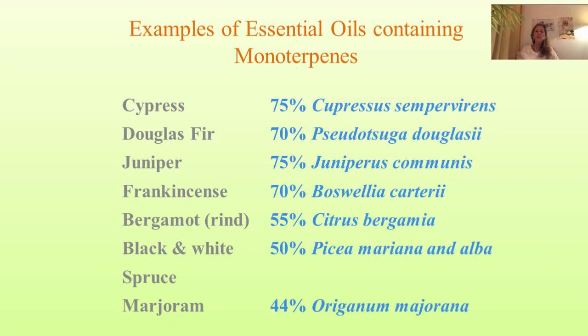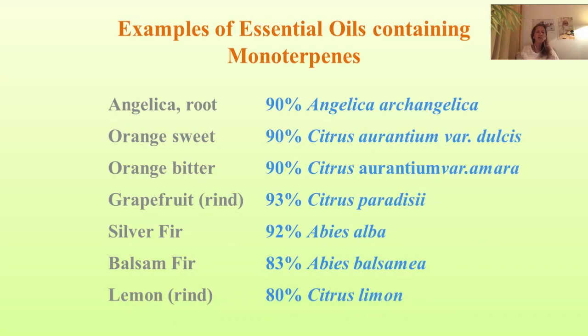So where do we find mostly monoterpene, in which essential oil? 75% of monoterpene in the cypress, in the fir, Douglas fir, in the juniper, frankincense, bergamot, black spruce and white spruce, marjoram, angelica, orange sweet, orange bitter, grapefruit, silver fir, balsam fir, lemon in the rind. So that was a few examples. There is many, many more.